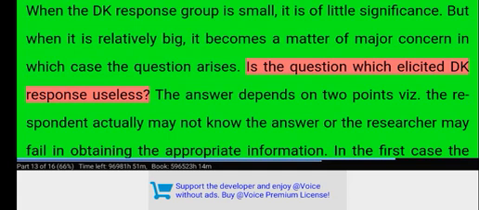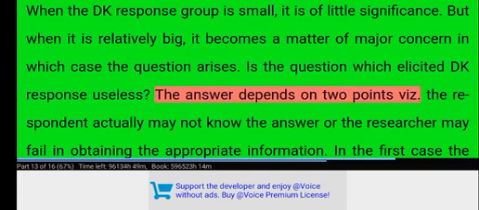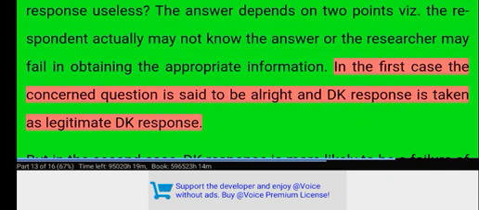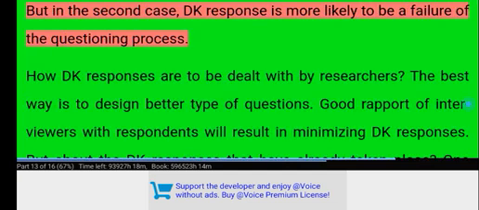Is the question which elicited DK response useless? The answer depends on 2 points, viz. the respondent actually may not know the answer, or the researcher may fail in obtaining the appropriate information. In the first case, the concerned question is said to be alright and DK response is taken as legitimate DK response. But in the second case, DK response is more likely to be a failure of the questioning process.